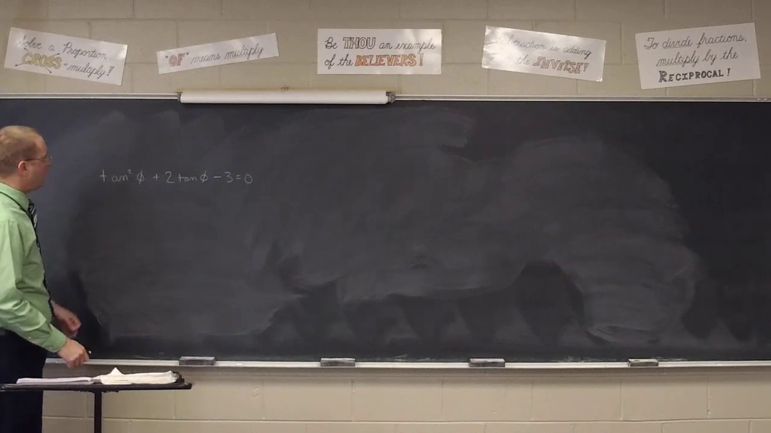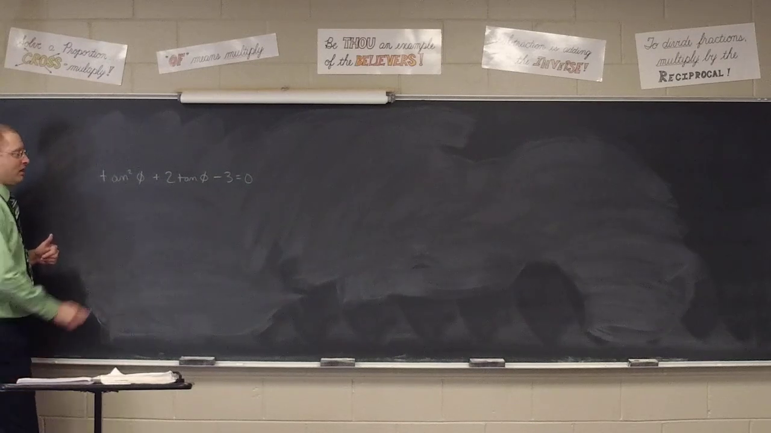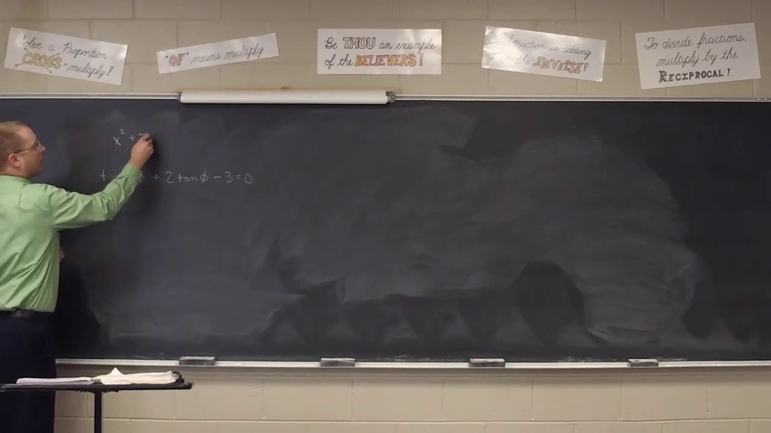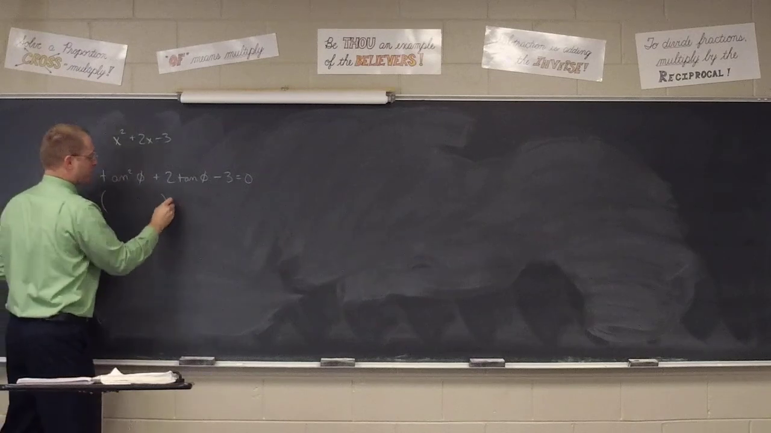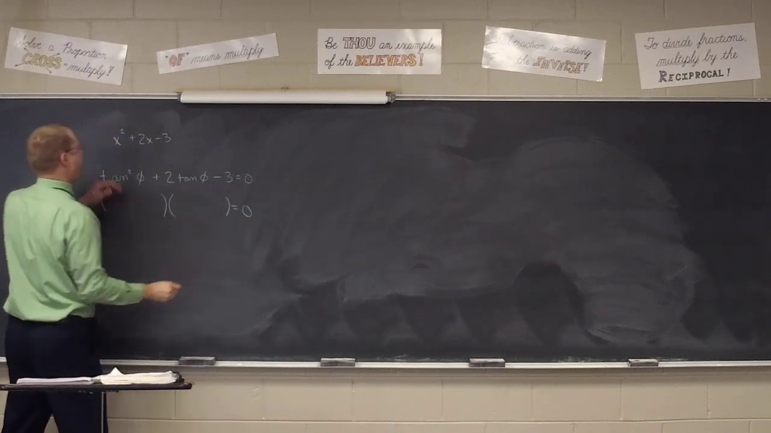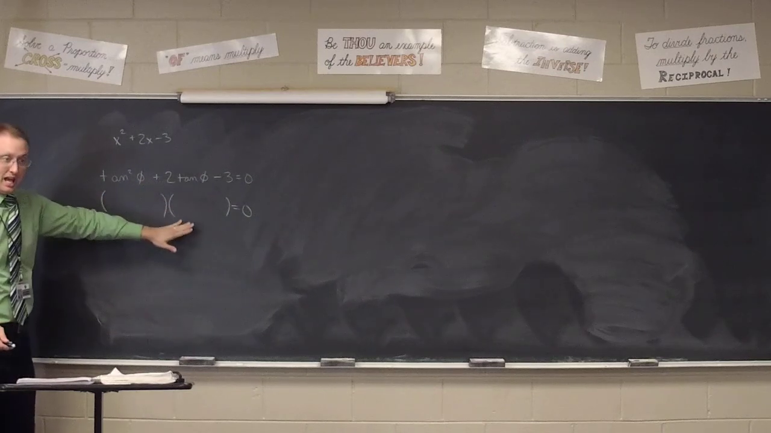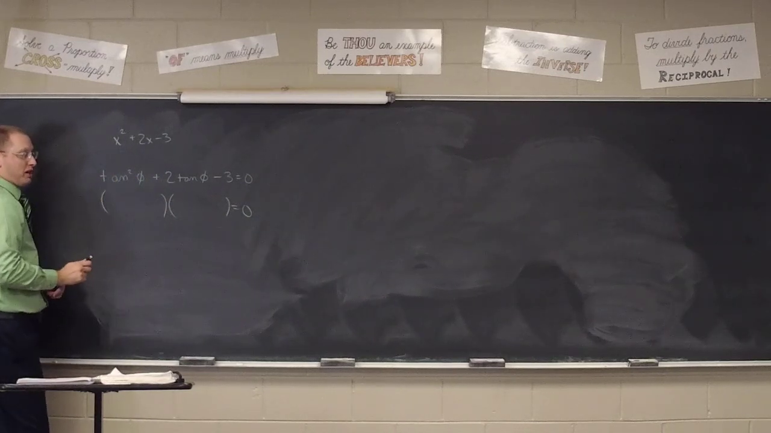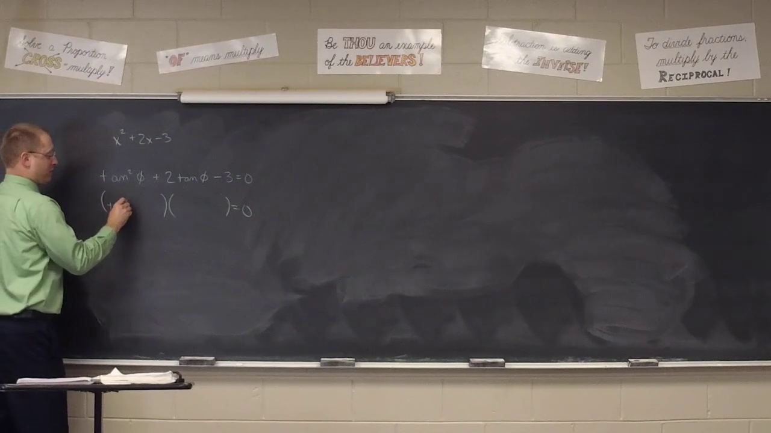Ooh. But it's not a common factor that we factor. What are we going to do to this thing? Backwards FOIL. Well, we've been working on Algebra 1 lately. We're going to backwards FOIL this thing. If it were an x squared, class, we'd split it up into x and x. It's a tangent squared phi, so we're going to split it into tangent phi.